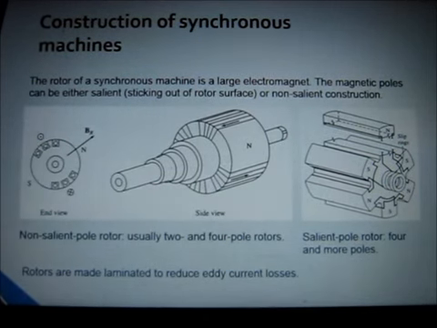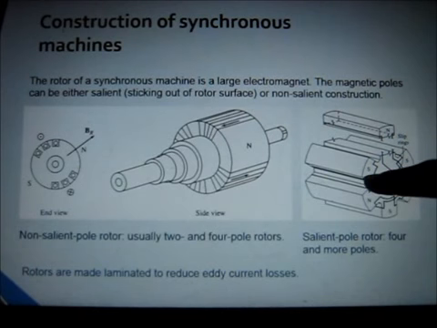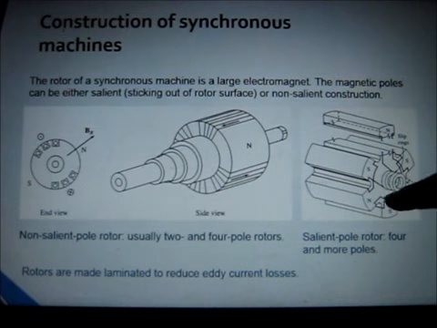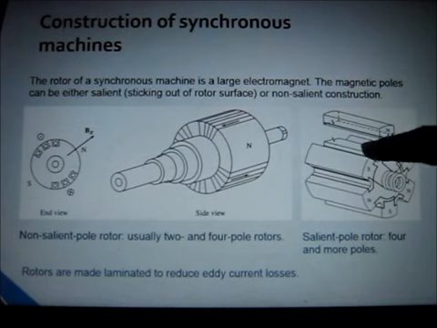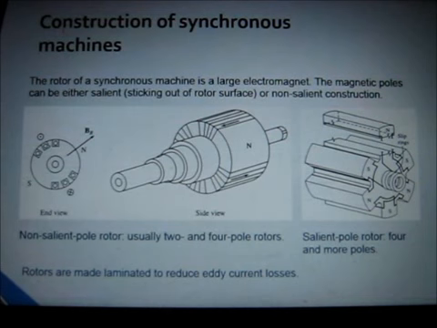In the other case, two or more poles are bulging outwards from the rotor surface. This is the inside part of the rotor, and we find some bulging out parts, and this is the salient construction. A salient pole rotor can usually have 2 or 4 poles. Rotors are made laminated to reduce the eddy current losses, and you are quite aware of eddy current losses.